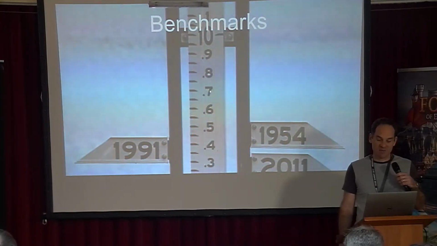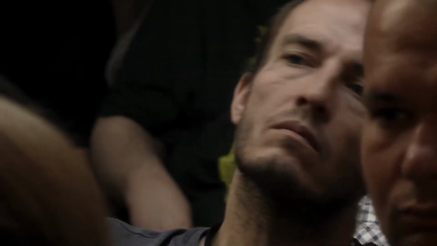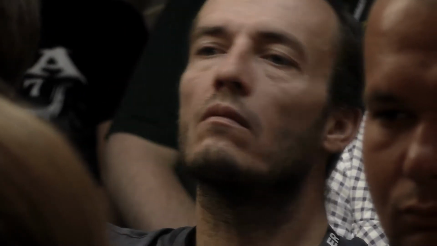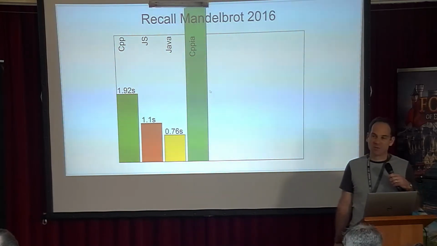So, lies, damn lies, and benchmarks. If we recall 2016, last Haxe conference, the Mandelbrot set, which is a very heavy garbage collection application. In fact, it doesn't retain very much at all, so it's really just measuring the time of calling alloc. CPP had some improvements to get to 1.92. JavaScript was still comfortably in front of it at 1.1 seconds. Java looking pretty good at 0.76, and Scia was off the scale.